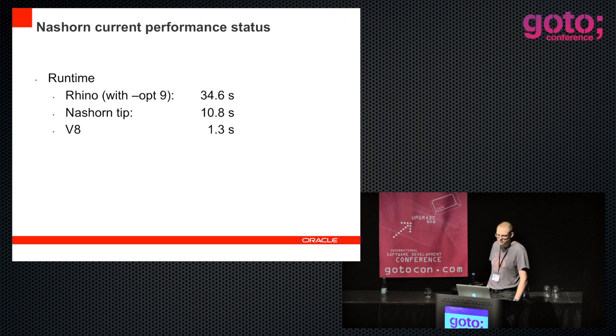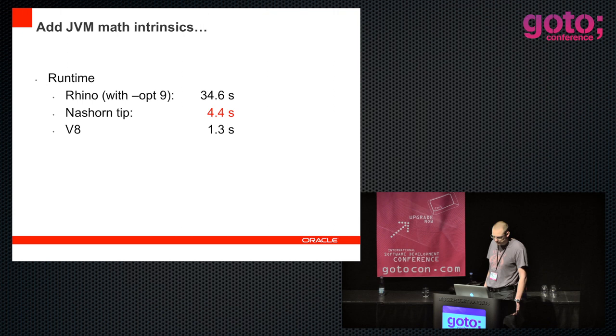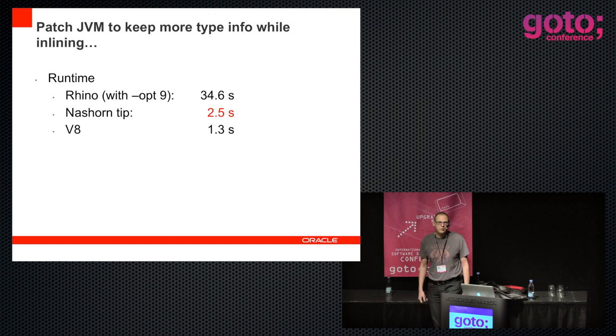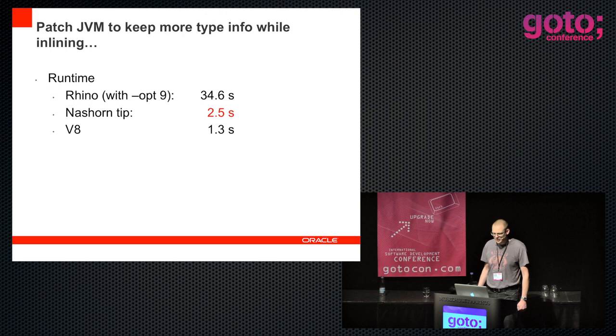So we added optimistic types: 5.8 seconds. Rickard intrinsified the math methods the way I explained them: 4.4 seconds. We added some type profiling to the inliner: 2.5 seconds. So it's really not that hard if you get the optimistic framework up and running, and it's definitely comparable to native speeds. So that is why HR will send a stern note to my boss saying that Marcus doesn't take his vacation days. Which they do.